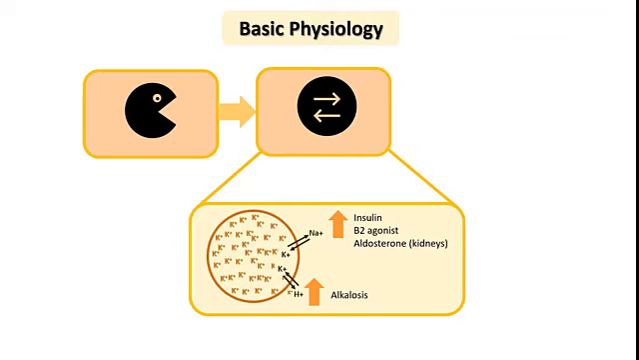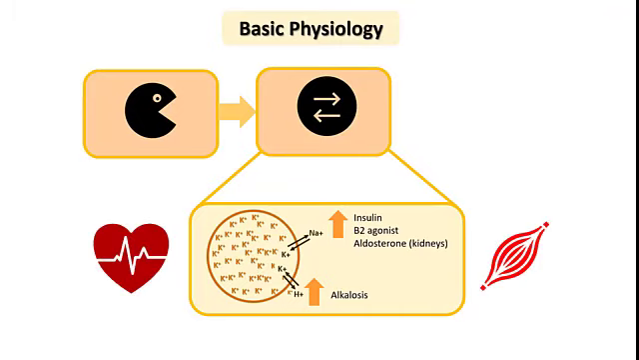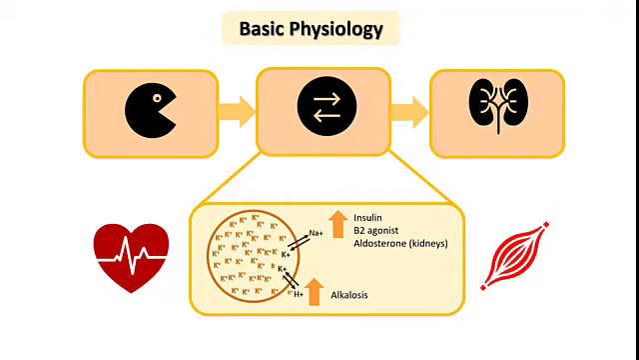exchange. Potassium helps to determine the resting membrane potential in your cells, including your heart and skeletal muscles, which is one of the reasons that severe derangements in potassium can lead to arrhythmias or muscle weakness. Lastly, potassium leaves your body through the kidneys and a little bit through the GI tract. Over 90% is left through the kidneys and less than 10% through the GI tract. This ratio may vary depending on the person.